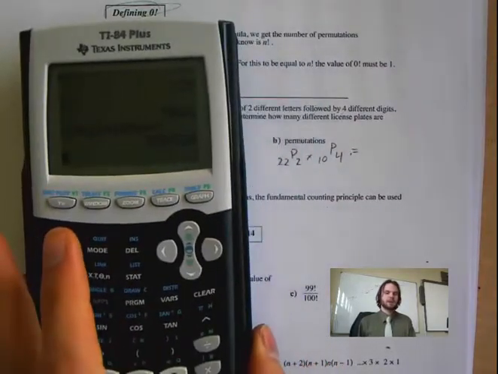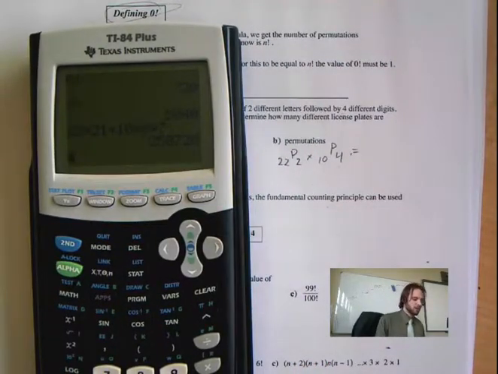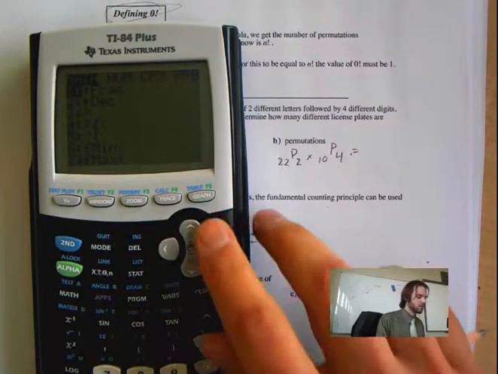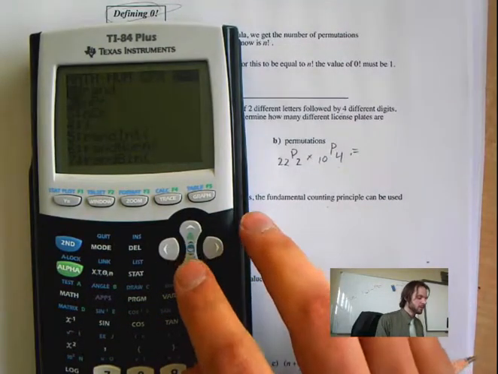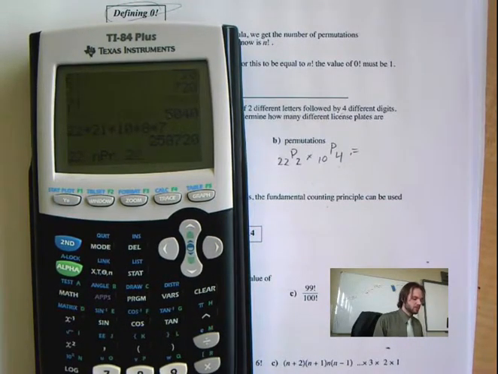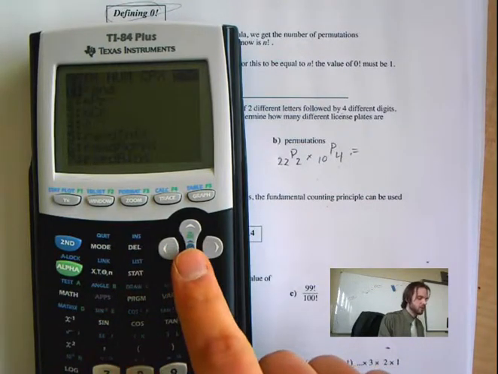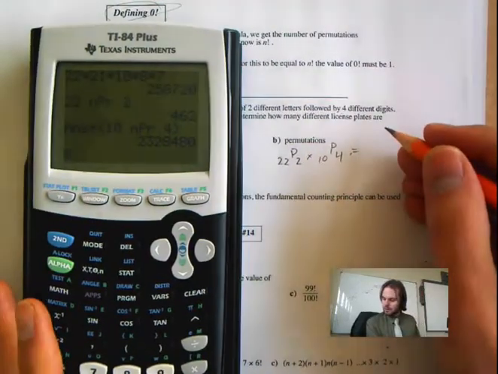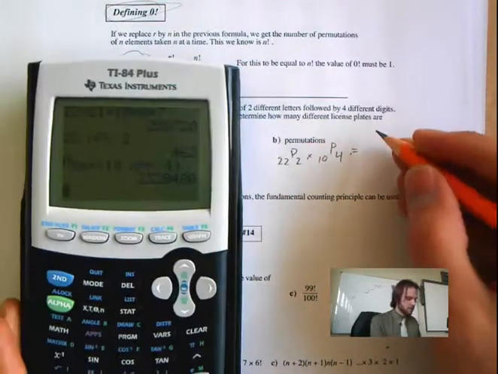So I look at that here. I'm going to put that into my calculator and show you how we do it. I'm going to go 22, then I hit the math button. I'm going to go all the way over to this, and we pick 2. Enter. Then I'm going to multiply that by a bracket. We have 10, math, go all the way over, and we're picking 4. 10 permutation 4. Enter. Which gives me 2,300.